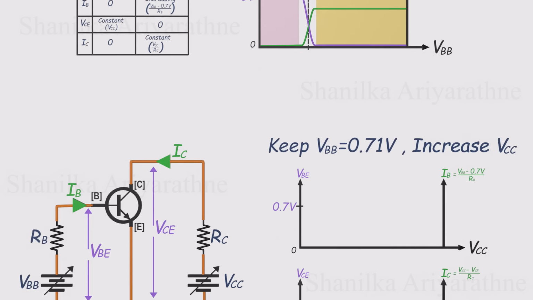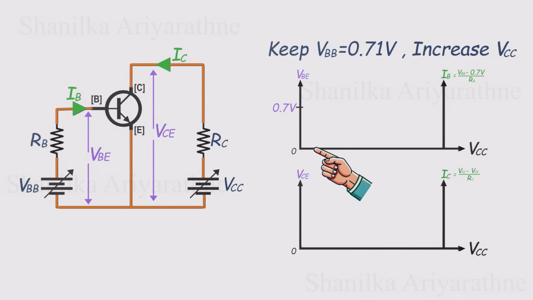Now let's move on to the second part of our analysis. This time we'll keep VBB constant and slowly increase VCC to see what happens. We already know that if VBB is below 0.7 volts, the transistor stays off. Nothing happens. So let's set VBB to 0.71 volts.